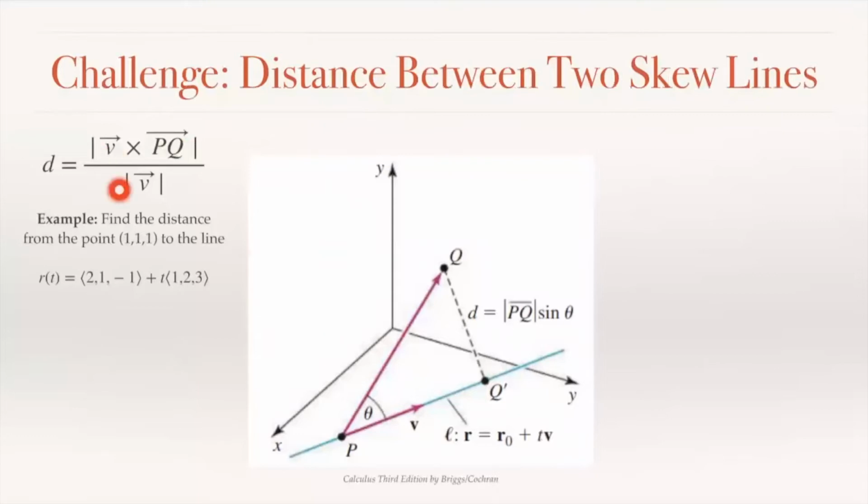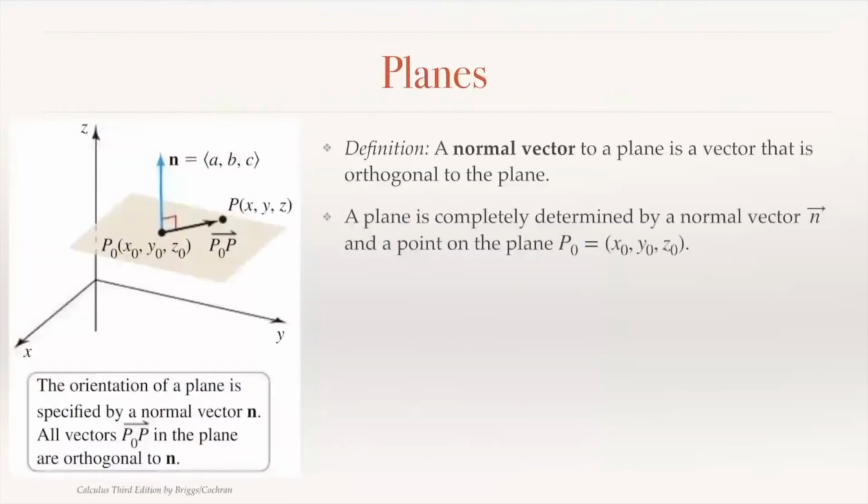Again, this formula came from taking v cross PQ over the magnitude of v. And v cross PQ, remember, was the magnitude of v times this length, giving the area of the corresponding parallelogram. So then we divide by this and we're left with just the distance. I think it's important to geometrically understand where these formulas come from. So that covers equations of lines and distances from a point to a line. And now we need to talk about planes.